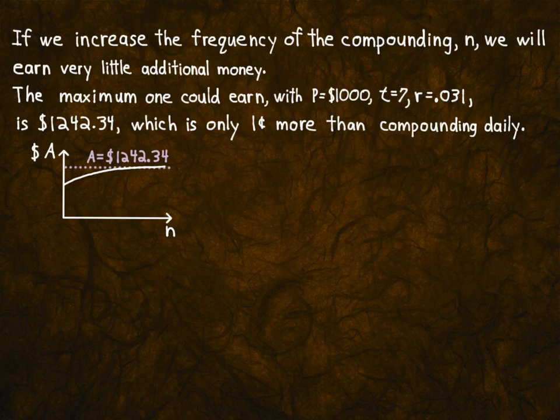And you'll see that what happens with the amount of money you make is it increases, but it approaches this asymptote. And that asymptote is the line A equals $1,242.34. And that's where I got that number. I know that's the asymptote there.